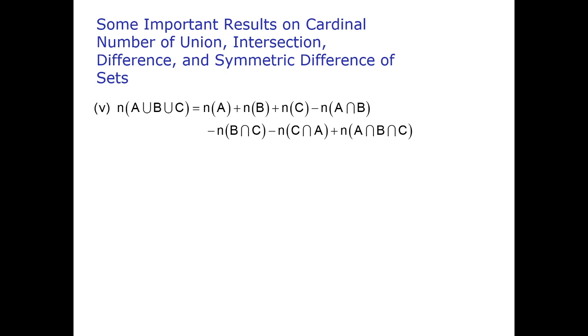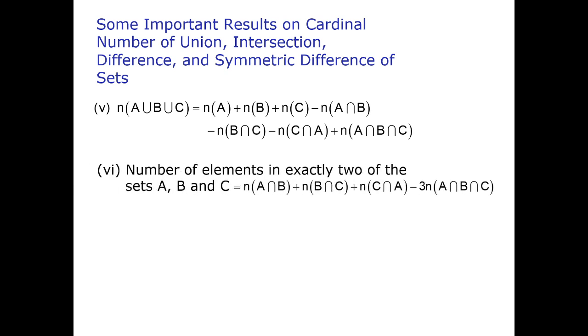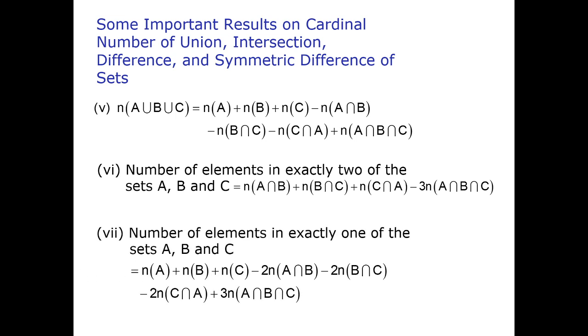This is for 3 sets. Number of elements in exactly 2 of the sets A, B, C. It is a very good formula. Directly you can use it. A intersection B, B intersection C, C intersection A, and thrice of the triple intersection is subtracted, because in all these intersections, the triple intersection is counted thrice. That is why it is minus 3 times.